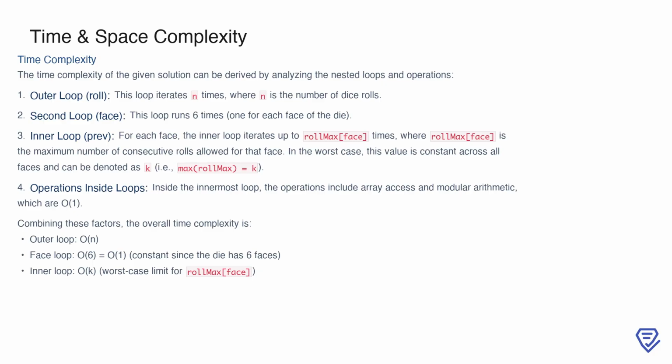Within the innermost loop, the operations like accessing elements in the DP table and performing modular arithmetic are O(1). Combining these factors, the time complexity can be expressed as O(n) for the outer loop, O(1) for the face loop since it's constant, and O(k) for the inner loop. Multiplying these together gives us an overall time complexity of O(n*k).